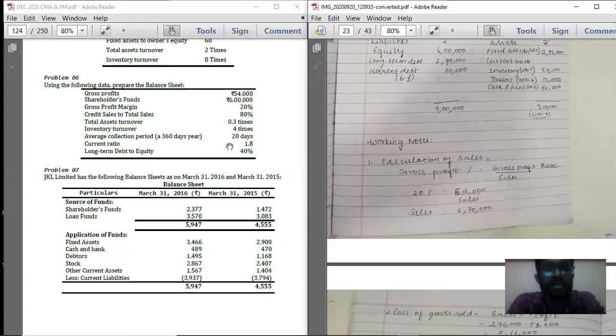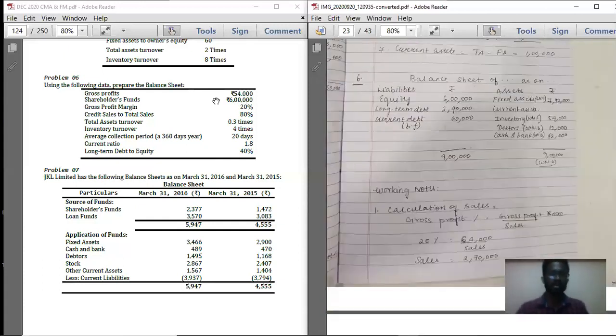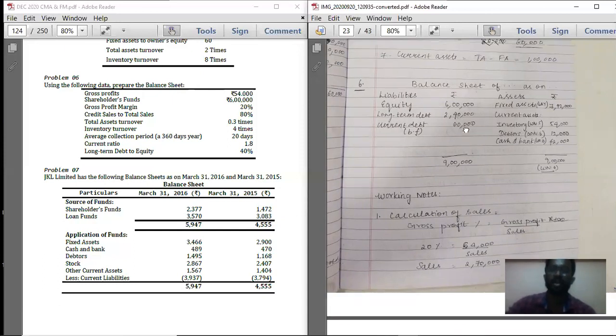Next is current ratio. They have given current ratio, which means current assets to current liabilities. And next they have given long-term debt to equity. Here we know equity is 6 lakh and long-term debt is 40% of that 6 lakh, that is 2,40,000. So we have to find all this and, using all these ratios, prepare a balance sheet. We'll go one by one. Very easy sum.